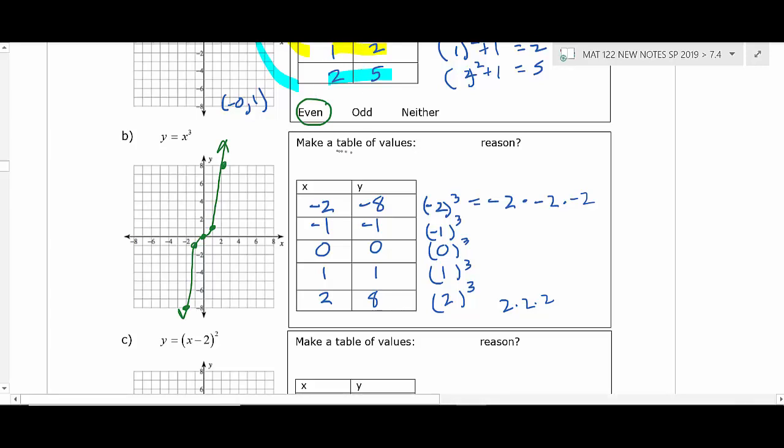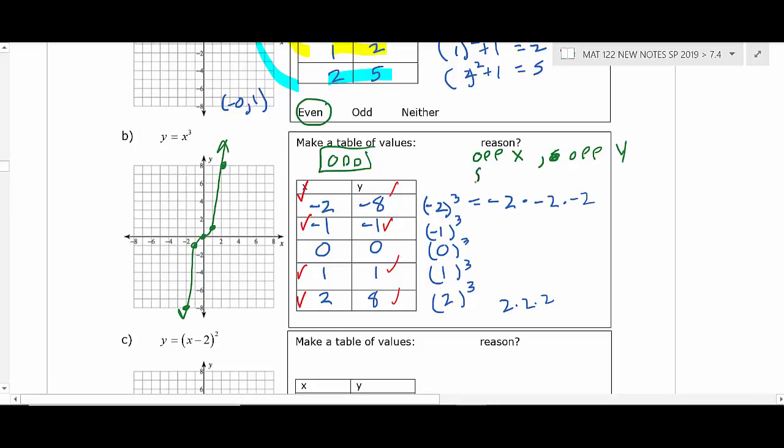Very good, it's odd. Okay, so this is an odd function. The reason is, there's several ways to think of this. Every time you have an opposite x, you have an opposite y. And you can clearly see that in the chart. -2, 2. -8, 8. -1, 1. Every time you have an opposite x, you have an opposite y. Okay?